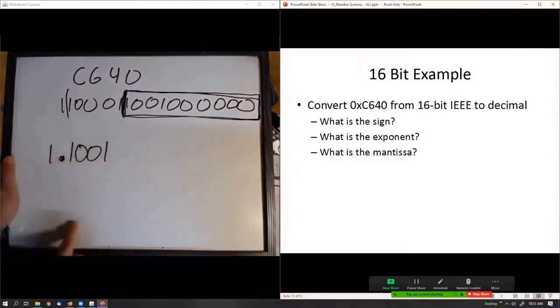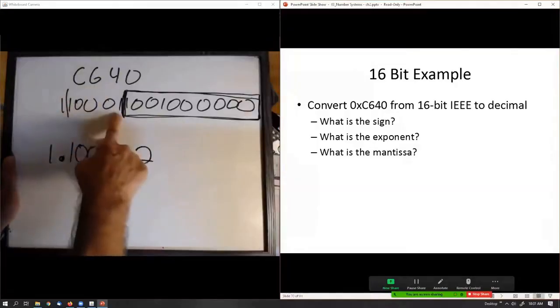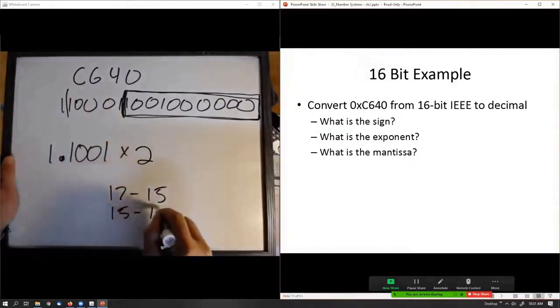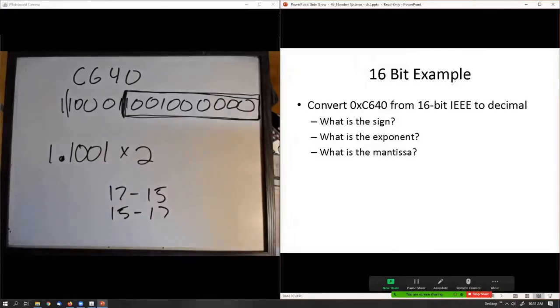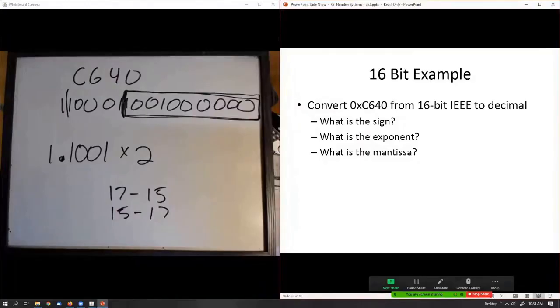1001, and then I put that back on the front end of it. Times 2 to the, hey, look at that. That's 16, 17. 17 minus 15. Is it 17 minus 15? Or is it 15 minus 17? See, that's always the tricky bit here. We always subtract the excess from the exponent. This one's wrong. So you've got to be careful about that.